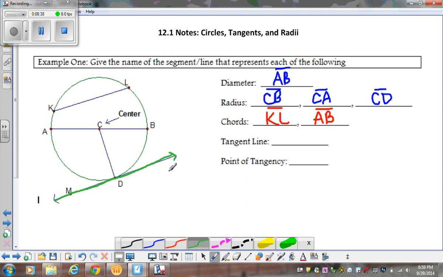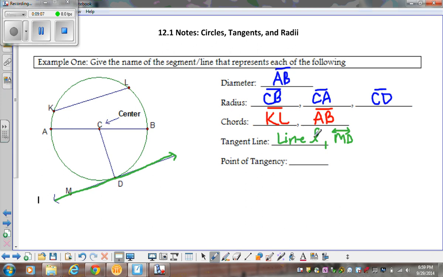There are a couple different ways you can name a tangent line. One of them, you can name it by a single letter. Another one, you can name it using 2 letters. So in this case, we're actually going to call this line L, like use a cursive L. Or you can say this is line MD. So just like we name a segment, we can also name a line with 2 letters. So you can call it line MD, or you can call this line L. Either way, it's going to be the same name. So line L or line MD. So that's my tangent line here. Now my point of tangency is that point where it's going to hit the circle once. So in this case, my point of tangency is going to be point D.